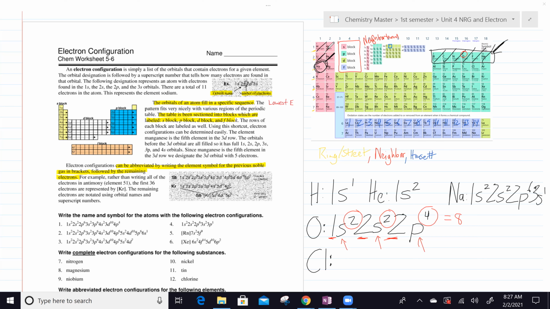So just like here, hydrogen was number 1, it had 1 electron. Helium was number 2, it had 2 electrons. Sodium is number 11, and I got 2, 4, plus 6 is 10, plus 1 right here. That's 11 electrons. That's how you can check yourself, okay? All right, so I want you guys to try chlorine. Let's see how you do on that one, okay? Try that one, and then we'll go through it together.